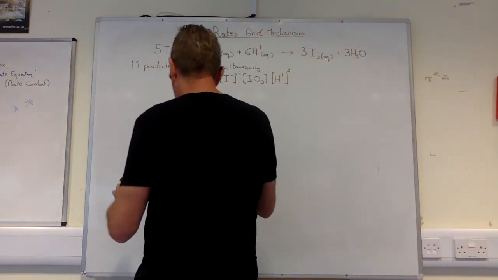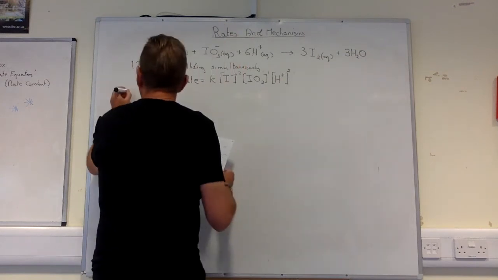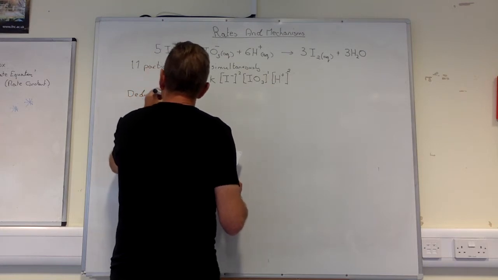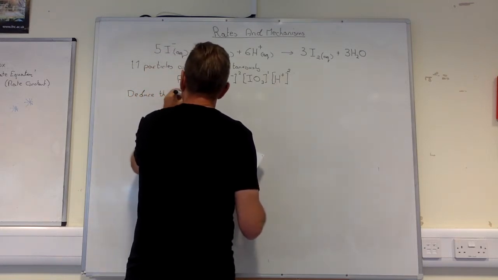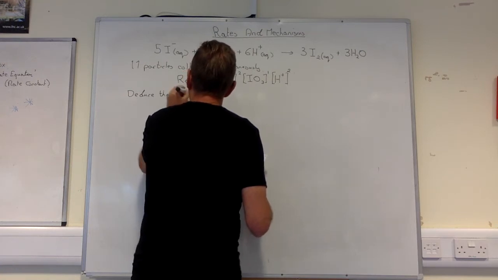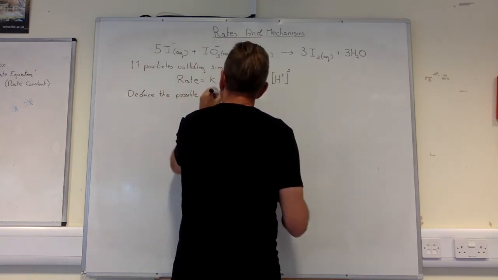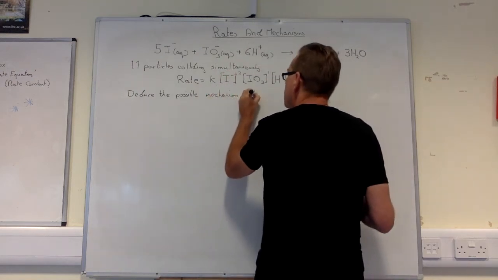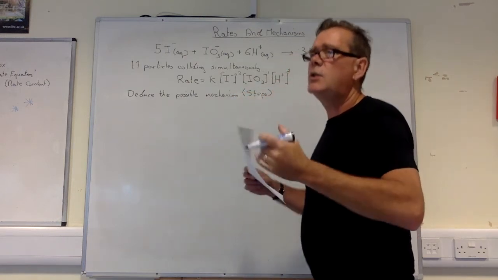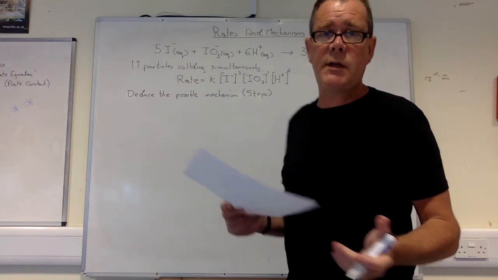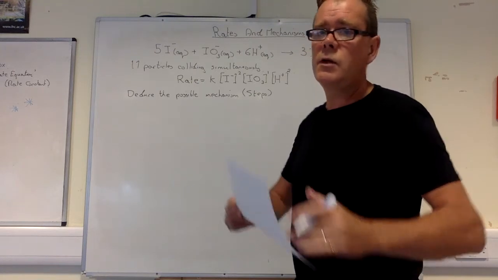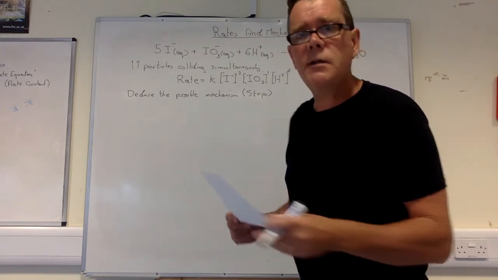Okay. Right. Deduce question. Deduce the possible mechanism or the steps within the mechanism. That's what they want. And I've never seen one with 3 steps. I've only ever seen questions with 2 steps in them, which is far more simplified than the real world, but that's bad enough. So we stick to 2 steps.